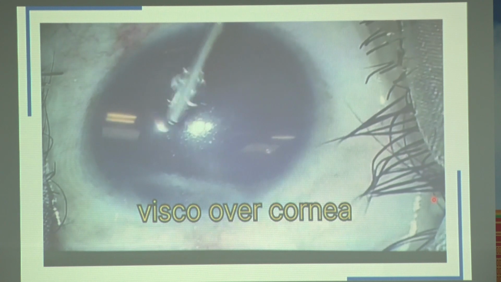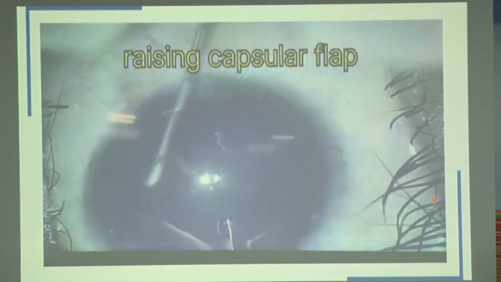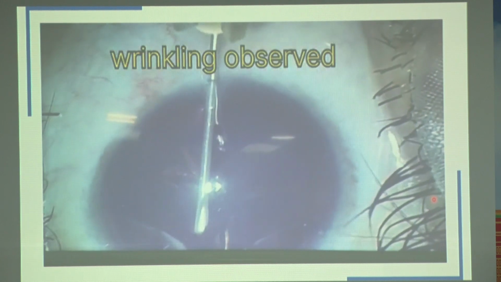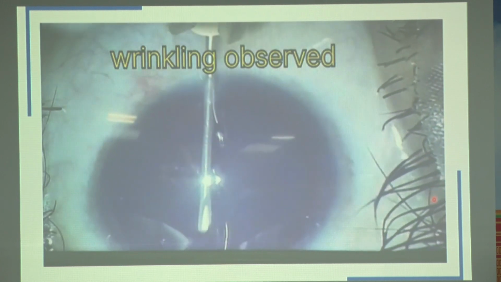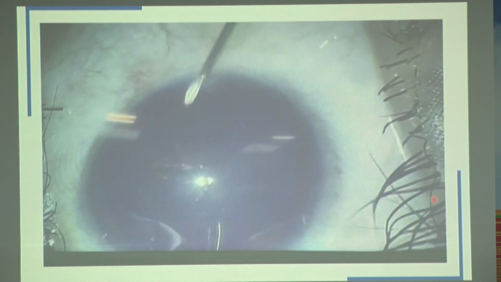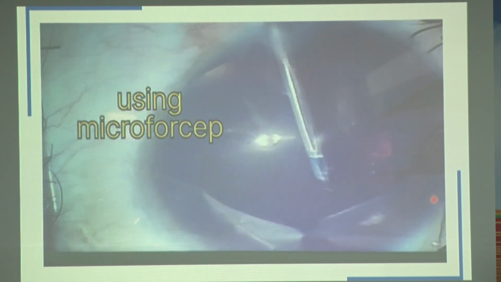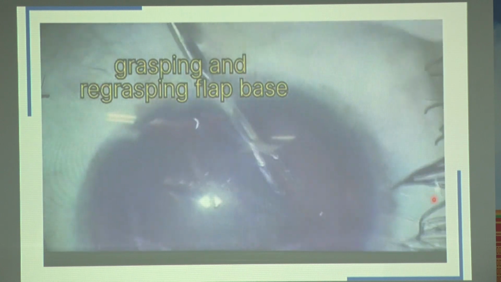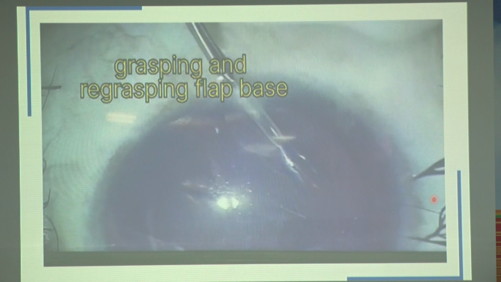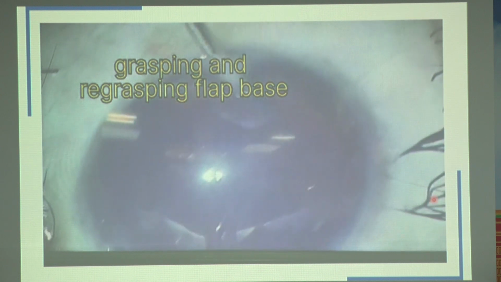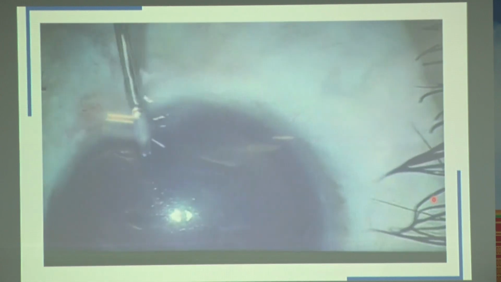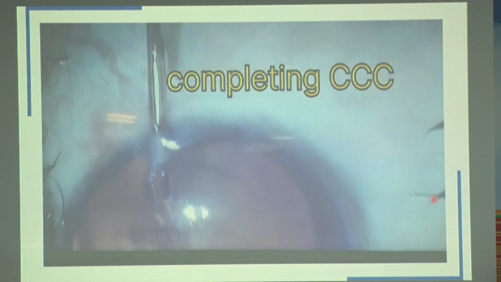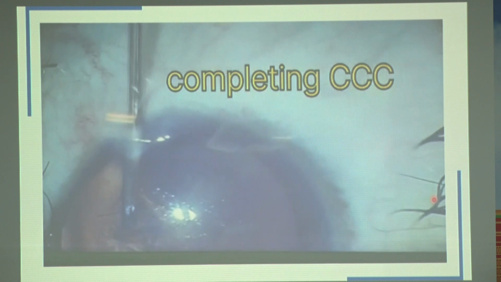Coming to the surgery, while I was raising my capsular flap, I noticed a lot of wrinkling. It was a clear indication that my rhexis would not be complete using the casual cystotome. So I used this micro-rhexis forceps and held the base of the flap very accurately, and in this way I was able to complete my CCC in a very controlled way.